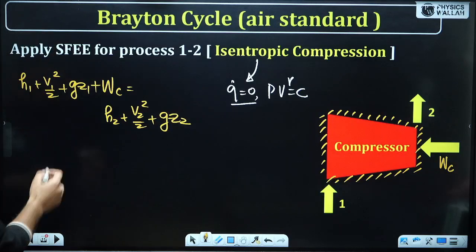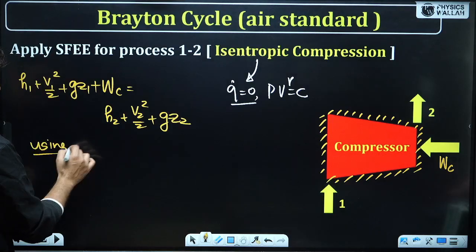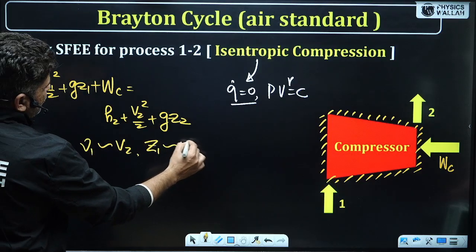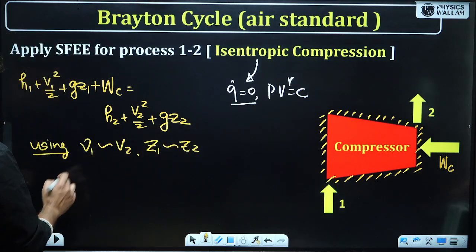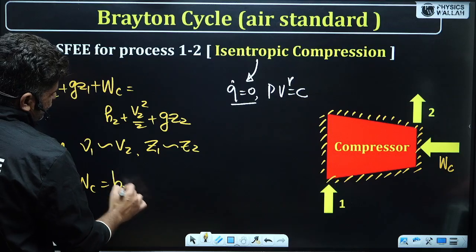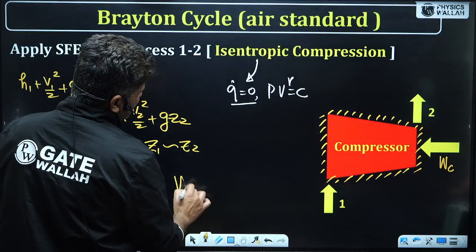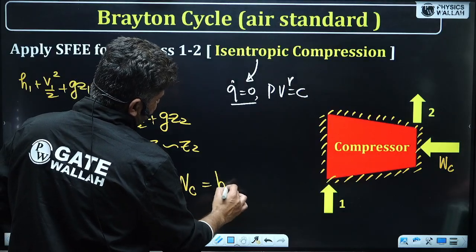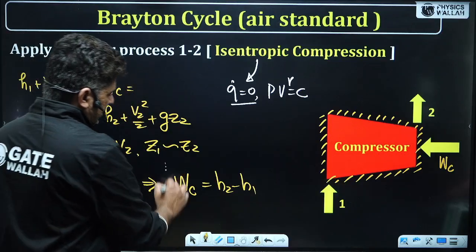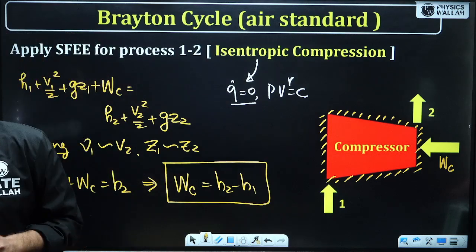Okay, and we know that simply using V1 is almost equal to V2 and Z1 almost equal to Z2, can I say H1 plus work of compressor is equal to H2? And from here you can write that the work which is required to be given to the compressor is H2 minus H1.